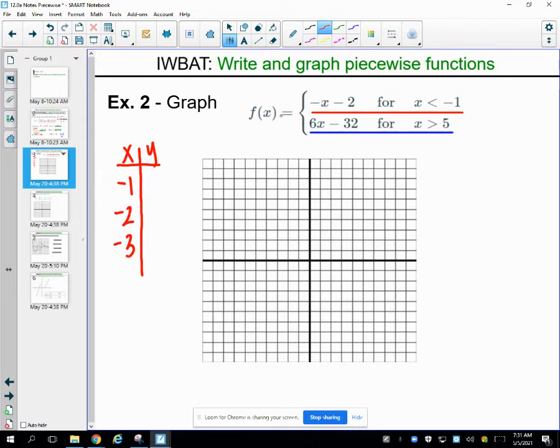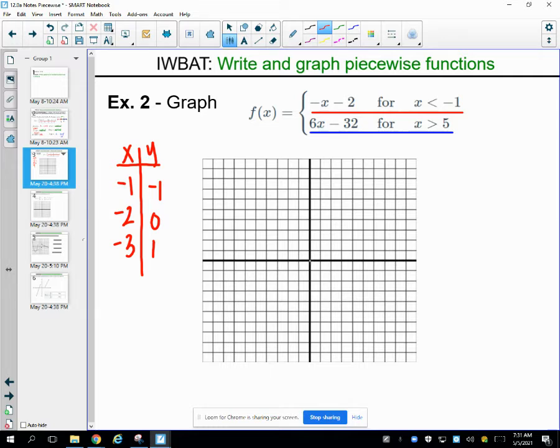Okay, so -1 plugged in here. So -1, -1 is 1, -2 is -1. -2 is +2, -2 is 0. -3 is 3, -2 is 1, and so on.